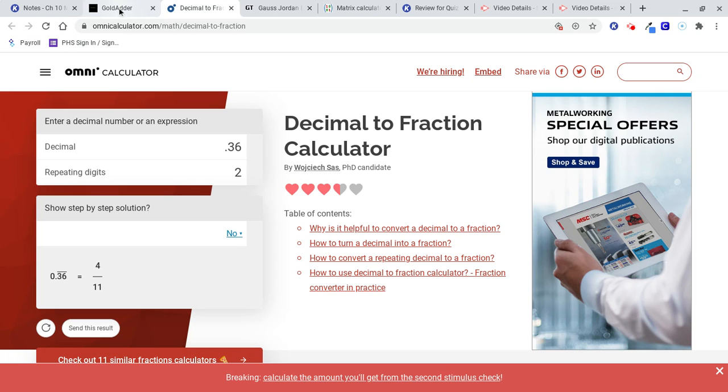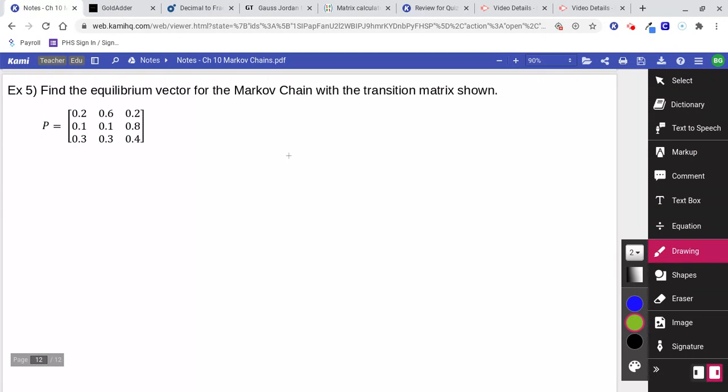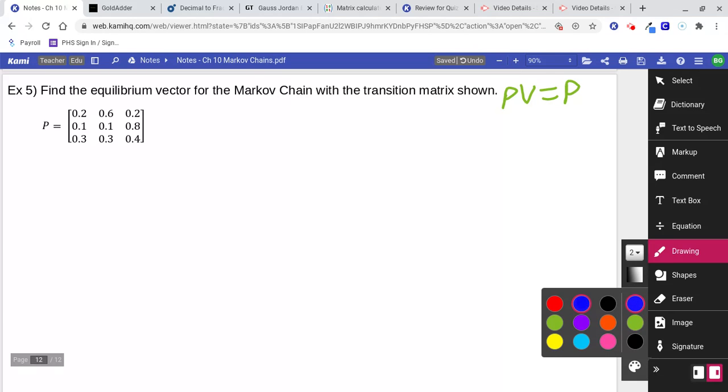So what that tells me is I'm not going to be able to use the shortcut on that problem. And that's okay. We'll just do it the other way. Remember the other way, we had PV equals P. So we can do this. That vector, since there are 3 states, should have 3 variables. I'm going to call that vector X, Y, and Z. Those would be my 3 values or my 3 states.